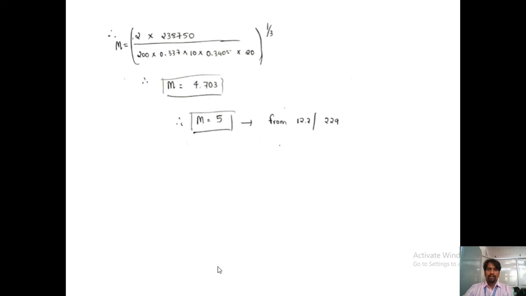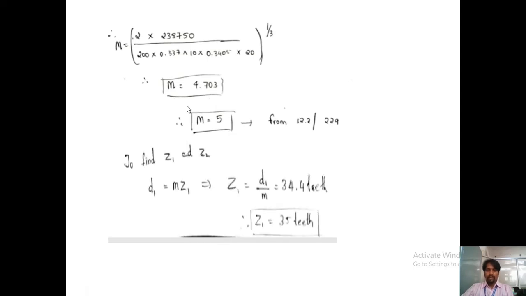So all the values are known. m is given by 2 into mt, sigma d into Cv into k is 10 into form factor multiplied with the assumed value of teeth. So the module is equal to 4.703 mm. Write down the unit, mm. From table 12.9, page number 229, take the approximate round-off value which is nearer to 4.703, that is m is equal to 5 mm.